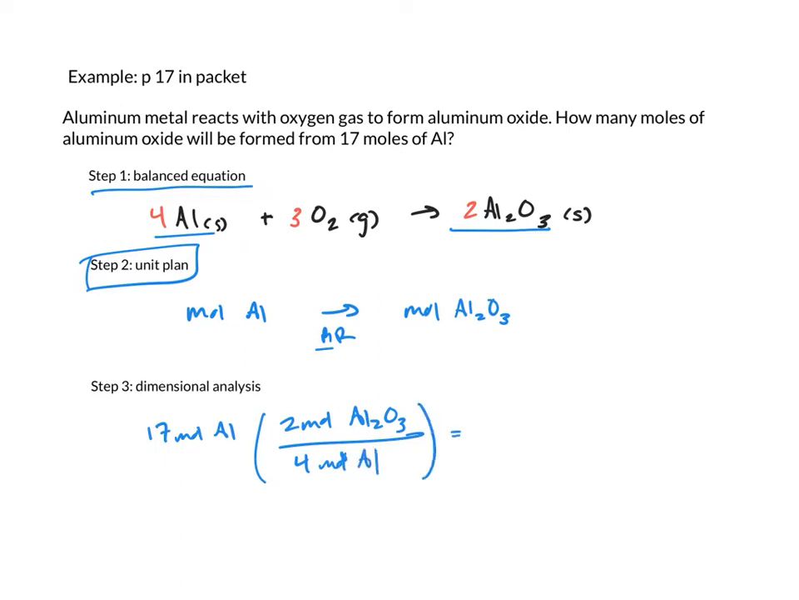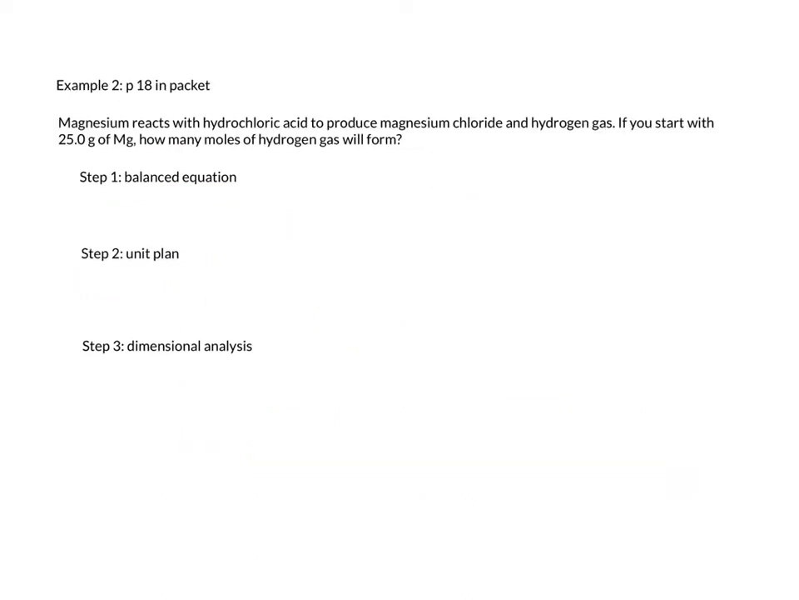And when I put that in my calculator, I know that when I react 17 moles of aluminum, I will get 8.5 moles of aluminum oxide. All right, pretty straightforward. I have this mole ratio. I have my balanced equation, and I can use my mole ratio to convert from moles of reactant to moles of product, or vice versa between anything and anything in the equation.